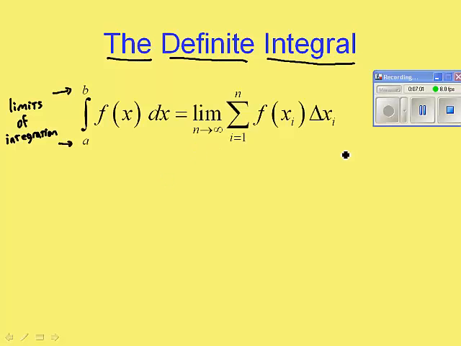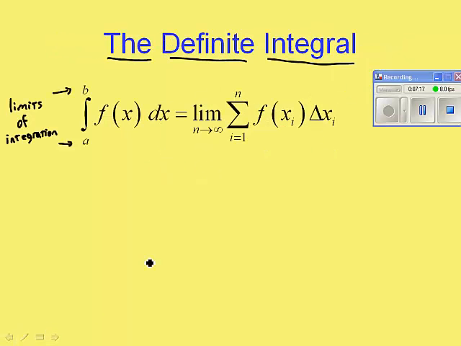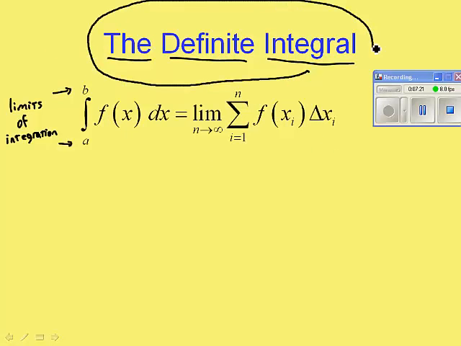Now, what do you notice over here on the right-hand side? Haven't we seen that before? What is that? Area of what? Area under a curve. Wait a minute, go back to the area under the curve formula. We just walked through that and it makes sense. And now, for some reason, we're going to make up something called the definite integral. And it's the same thing. It's the area under the curve.